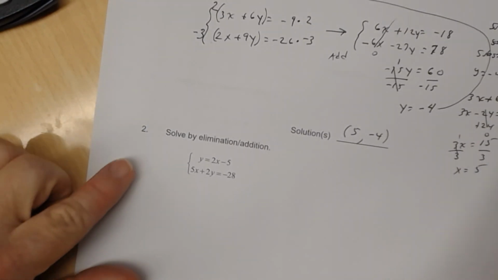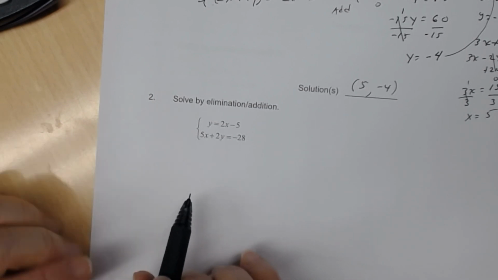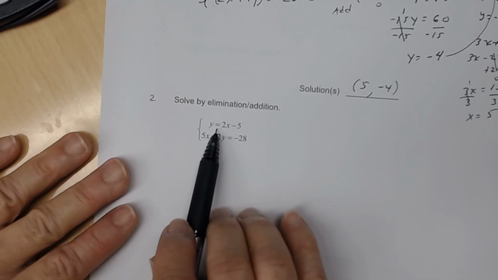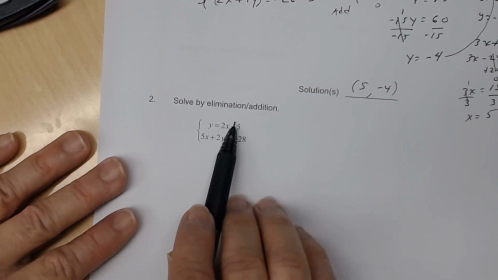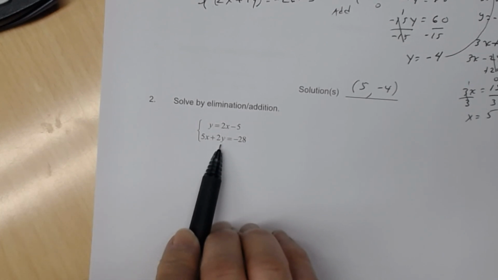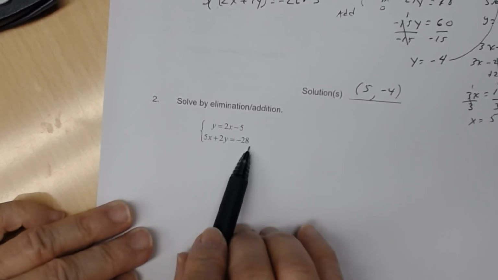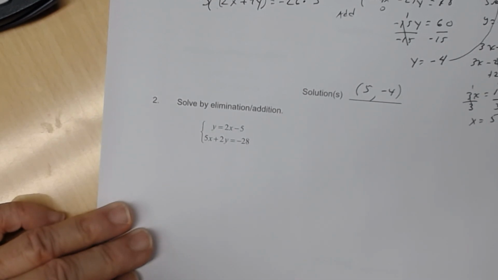Okay, so now let's look at number 2. Number 2, you want to use elimination / addition. So now be careful, because some of you are going to see this y by itself and you're going to substitute this expression into here. But remember, you've got to follow directions. You don't solve this by substitution. You're going to solve this system by elimination / addition. So make sure you read the directions.